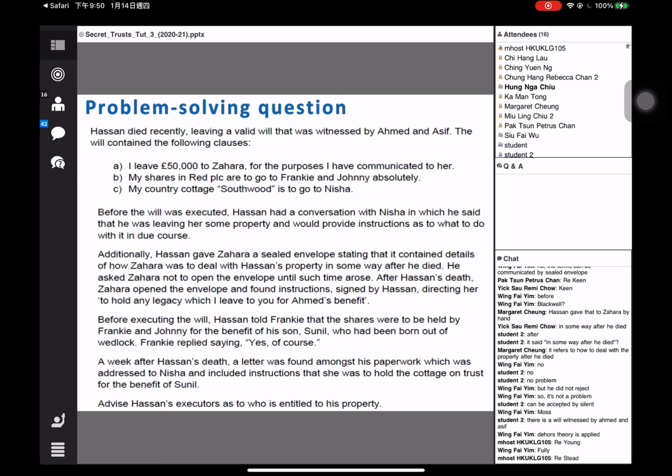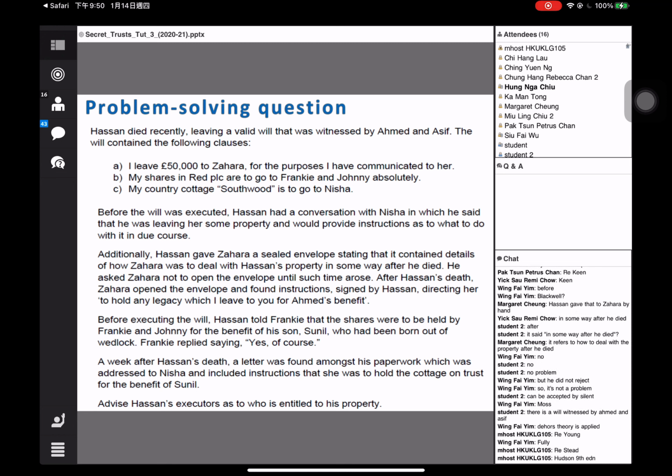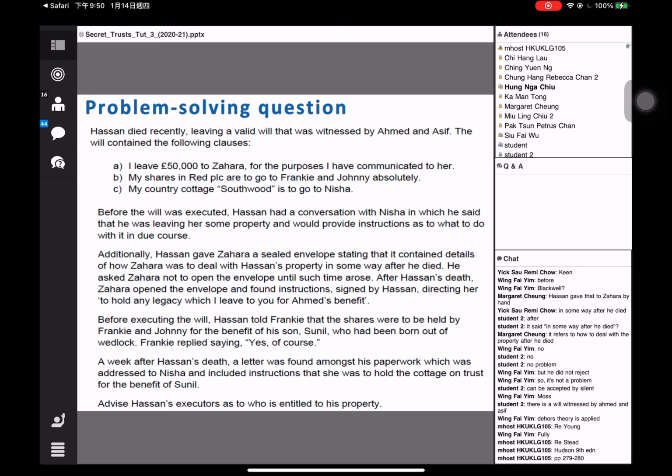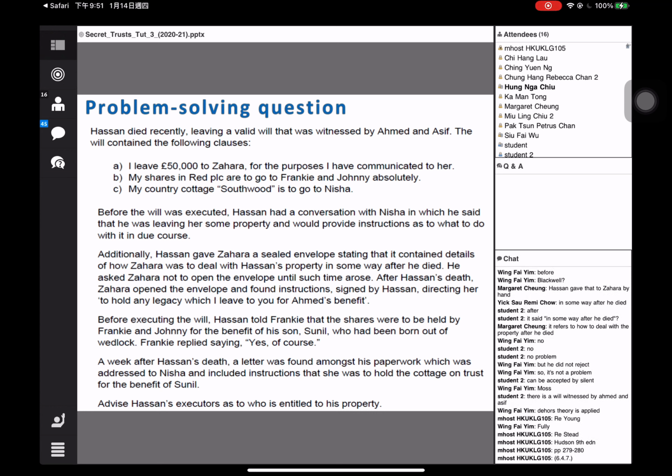Now, you need to go into your Hudson textbook, Hudson 9th edition, which is the latest one, and look at pages 279 to 280. It's a very, very short piece, in section 6.4.7. You can look at that after the tutorial. Go and look at this because it talks about the case of Re Stead.